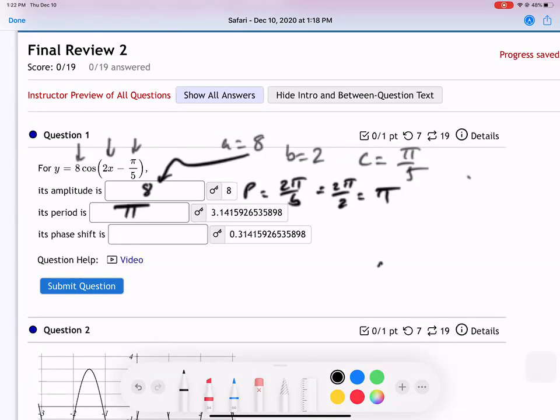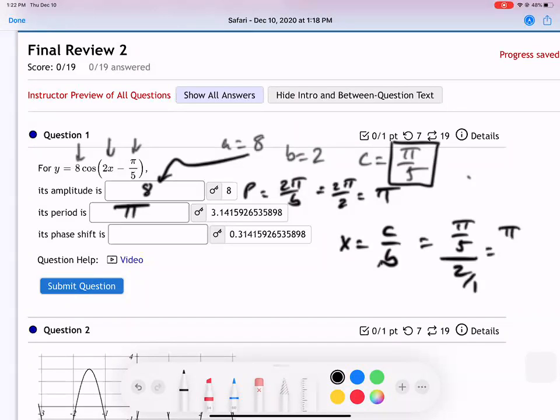And the last one, phase shift. Now everyone, oh my gosh, so many people kept messing up on phase shift. Phase shift is not just c. It's x equals to c over b. You have to copy c over b. So it's pi over 5 divided by 2. Multiply by the reciprocal of 2 over 1. Pi over 5 times 1 over 2 is pi over 10. And that's what you would write, pi over 10.